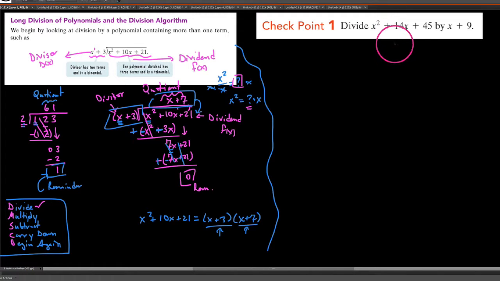So let's take a look at this next example before we finish this video. We say our dividend is this value in here. We say x squared plus 14x plus 45. And then on the outside, our divisor is x plus 9. So let's go ahead and get this started. We'll start with our divide.